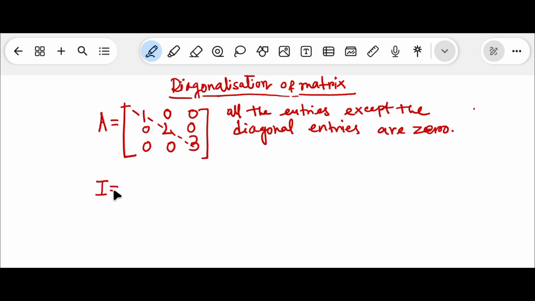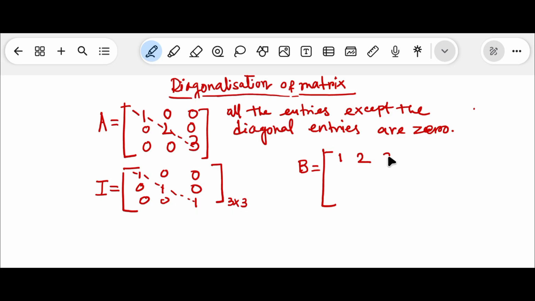Now let us talk about the identity matrix, students. Suppose the identity matrix of order 3, then we know it is nothing but 1 0 0, 0 1 0, 0 0 1. So the identity matrix is actually a special type of diagonal matrix for which the diagonal entries are 1.